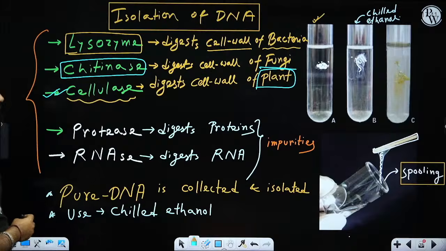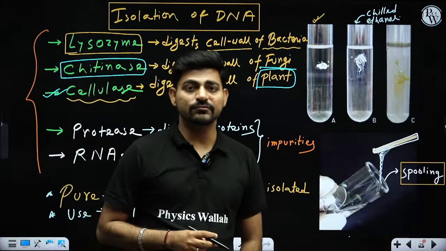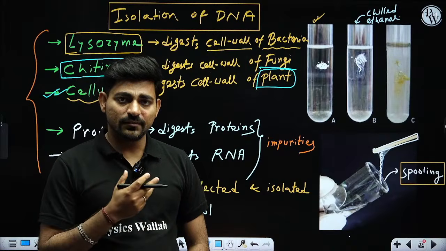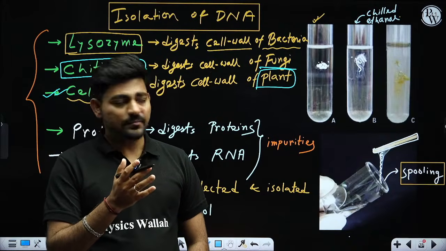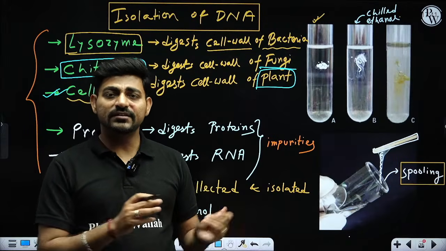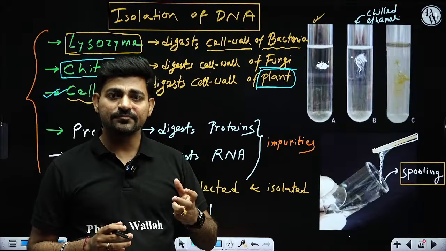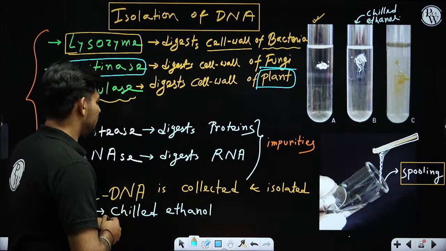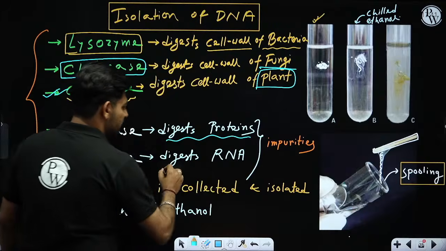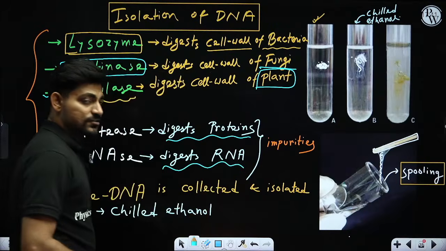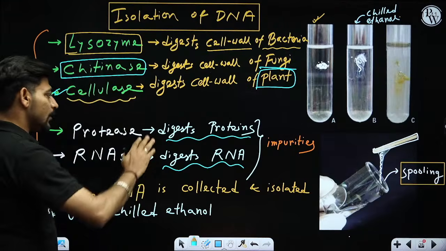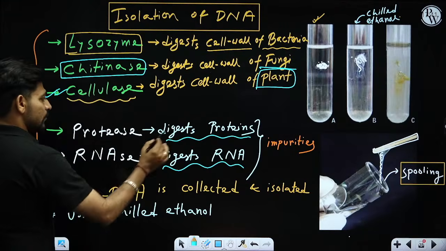Next, what to do? Once the cell wall is digested, by simple detergents or by performing grinding technique, you can simply break down the cell membrane, right? Now you have to digest the impurities such as protein and RNA, because you only want DNA, pure DNA. So how to clear those impurities?